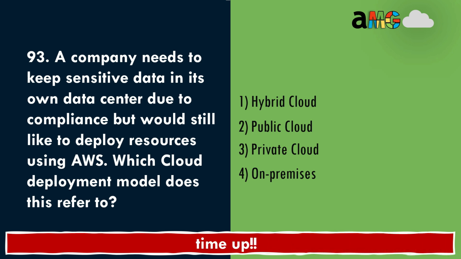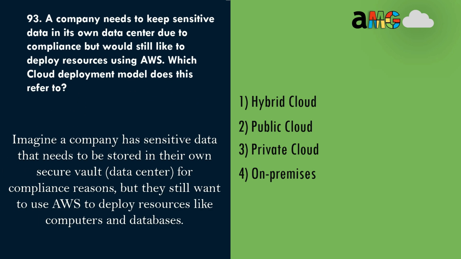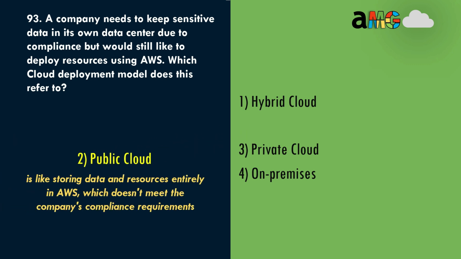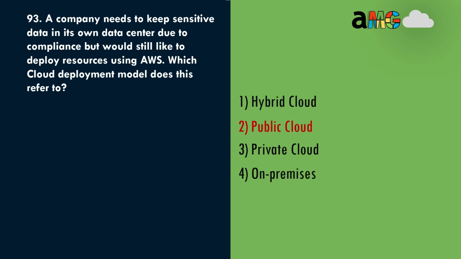Okay, time up. Imagine a company has sensitive data that needs to be stored in their own secure vault, okay, a data center, for compliance reasons, but they still want to use AWS to deploy resources like computers and databases. Now option 2, public cloud, is like storing data and resources entirely in AWS, which does not meet the company's compliance requirements, right? So this is the wrong answer.